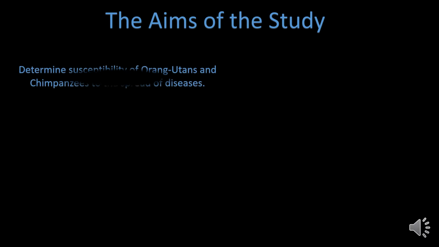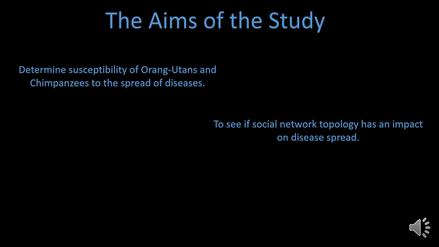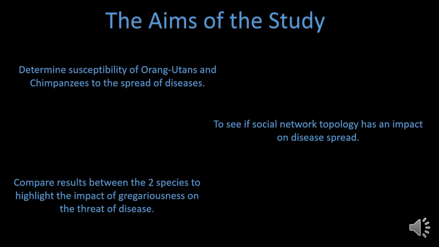The aims of this study were to determine the susceptibility of orangutans and chimpanzees to the spread of diseases, to see if social network topology has an impact on disease spread, and to compare the results between the two species to highlight the impact of gregariousness, or how social an animal is, on the threat of disease.